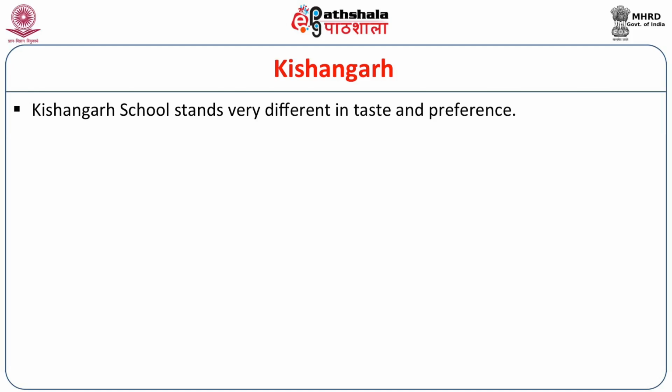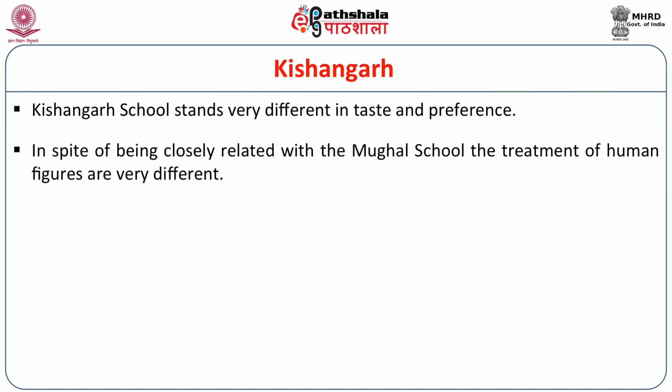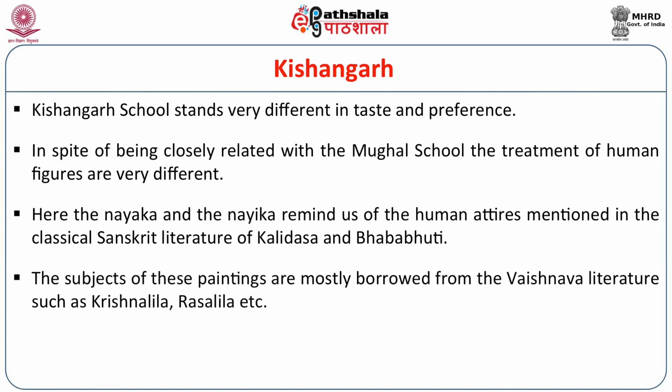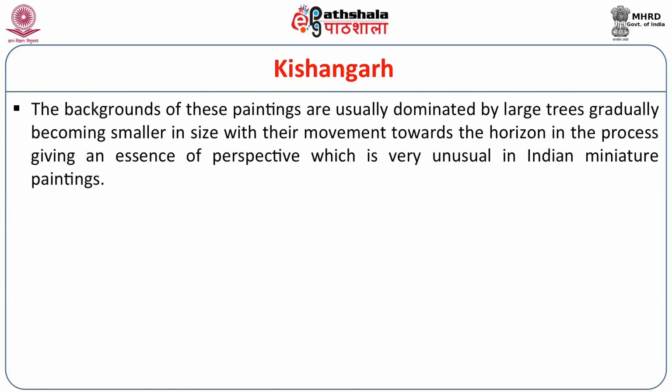The Kishangarh school stands very different in taste and preference. In spite of being closely related to the Mughal school, the treatments of the human figures are very different. Here, the Nayaka and the Nayika remind us of the human attires mentioned in the classical Sanskrit literature of Kalidasa and Bhavabhuti. The subjects of these paintings are mostly borrowed from the Vaishnava literature such as Krishna Leela and Rasa Leela.